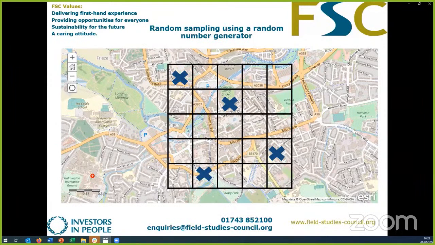I've just done it over the whole location here, but you might want to pick maybe two locations in this area and then do your random sampling in that. So you can combine two different sampling strategies.